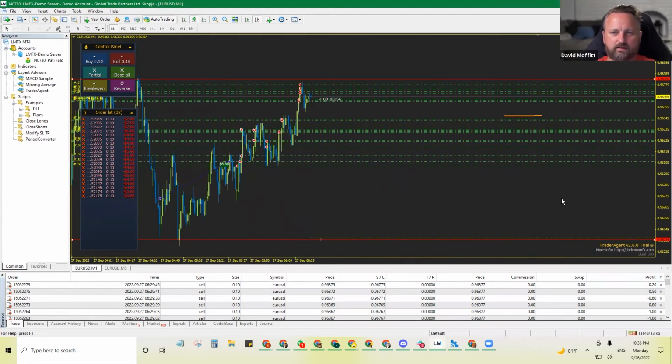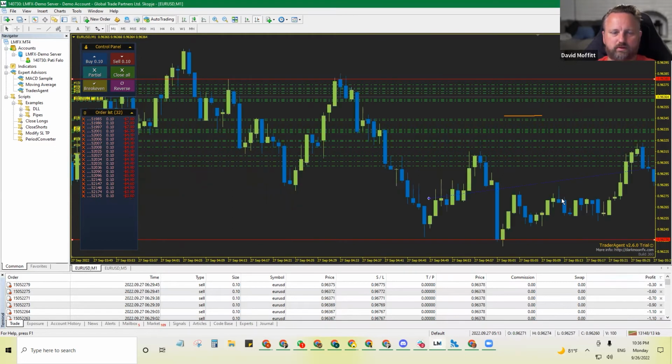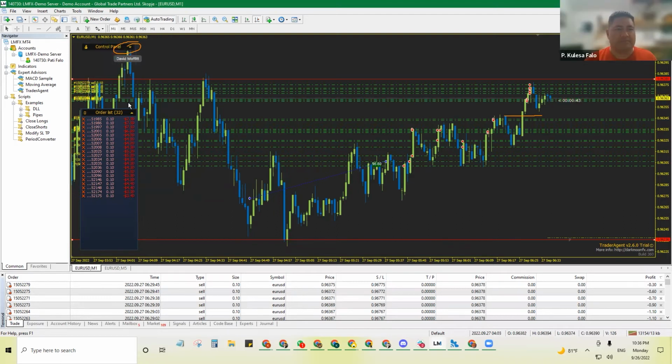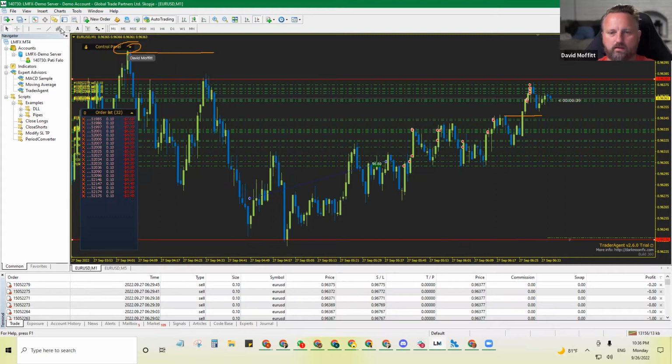Minimize this. Minimize your control panel really quick. Minimize. Sorry, it's this guy right here. Minimize that guy. Oh. Yeah. So this is the top right there. So we don't want it to break above that before getting out of our positions.